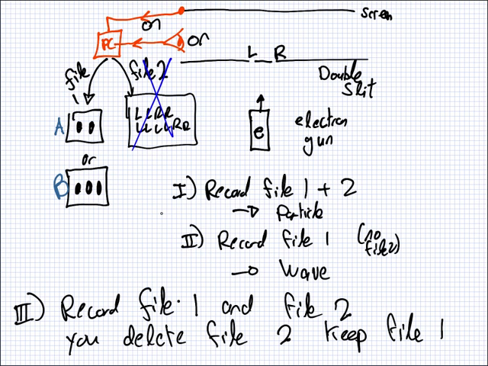So the idea here is that small particles like electrons will be a wave if you don't look, and a particle if you do look. So it's not just electrons, it's also protons and neutrons and all of this stuff too.